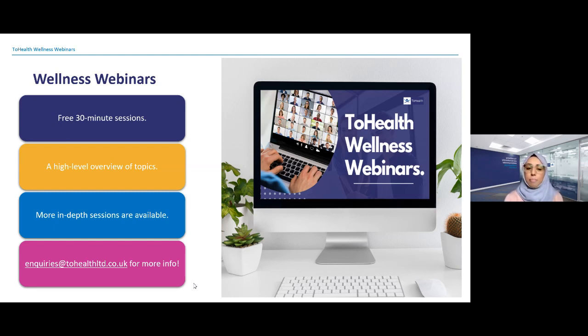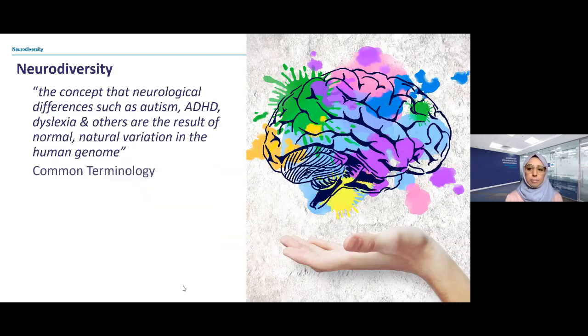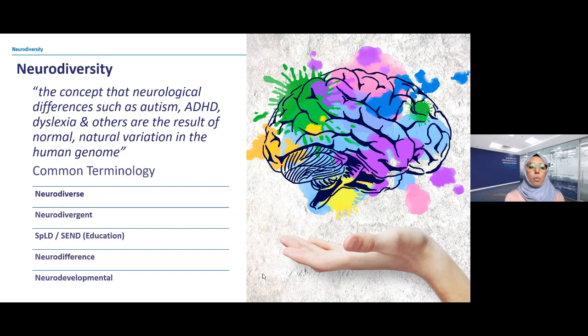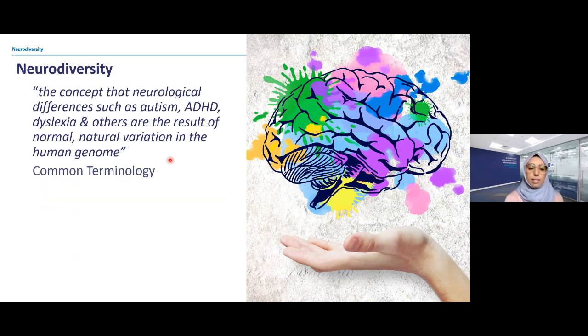I want to start by just defining the concept of neurodiversity. When we talk about neurodiversity, it's an umbrella term which aims to capture a number of learning and developmental difficulties, and it's defined as the concept that neurological differences such as ADHD, Dyspraxia, and others are the result of normal, natural variation in the human genome.